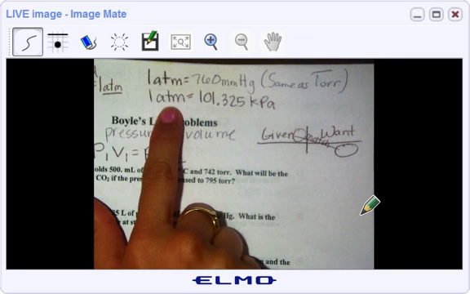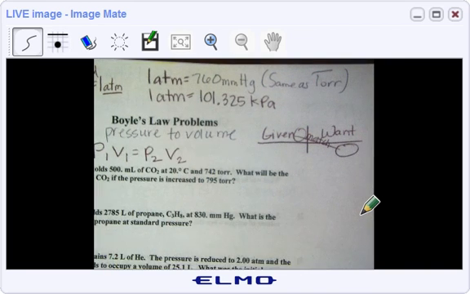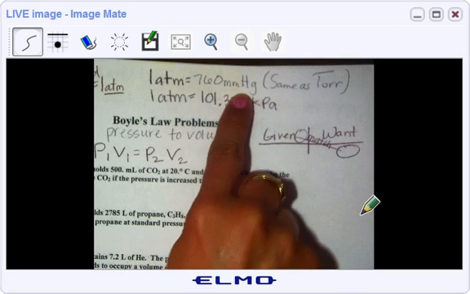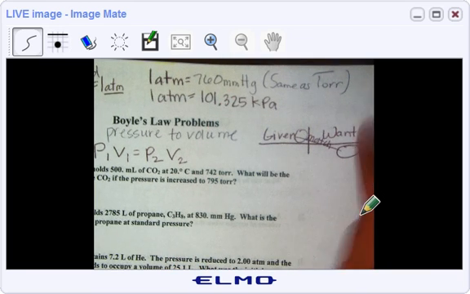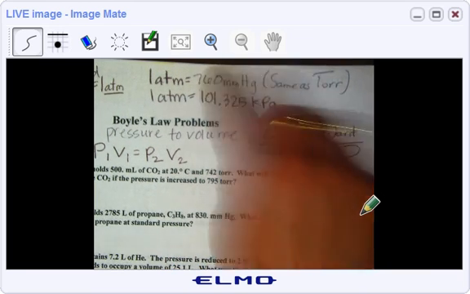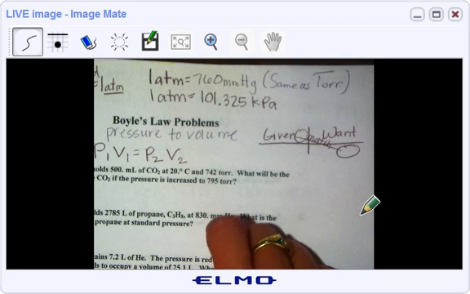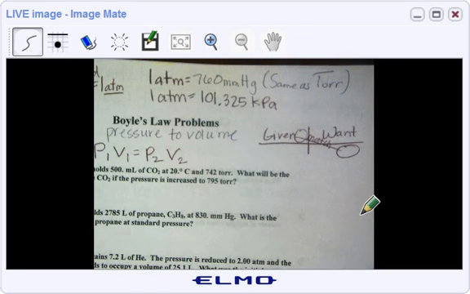On the top right up here, I'm just putting the conversions to get to ATMs. Sometimes you'll have 8 mmHg. I want you to know that's the same thing as torr. These are interchangeable. And kPa is another unit that you might see for pressure. And again, we'll need to convert it to ATM, which stands for atmosphere.